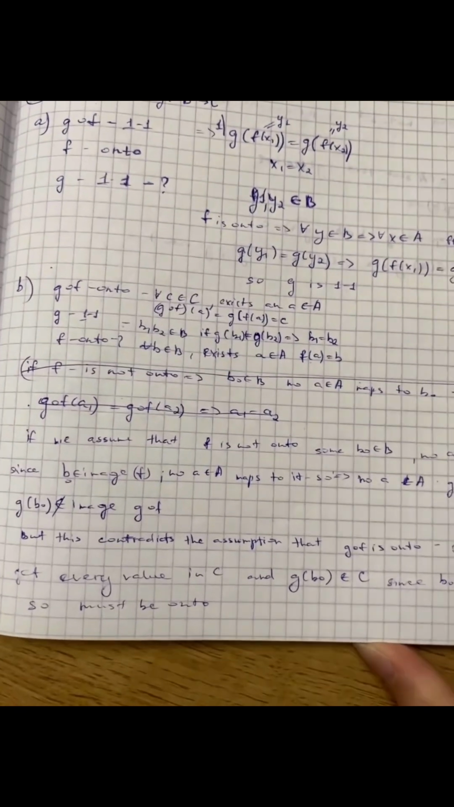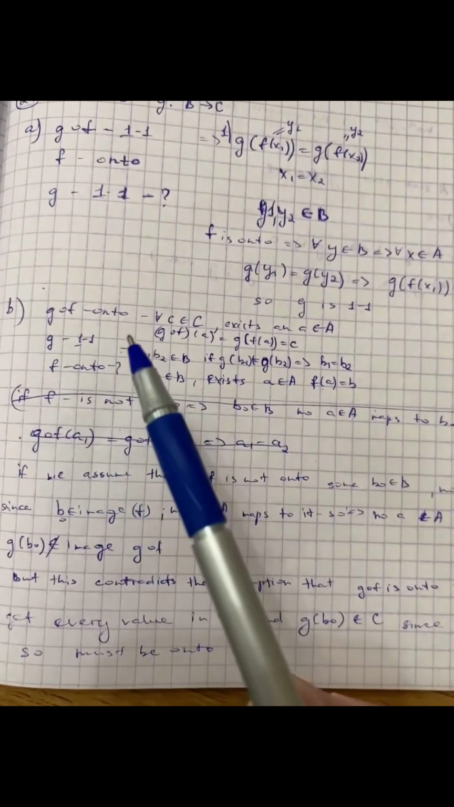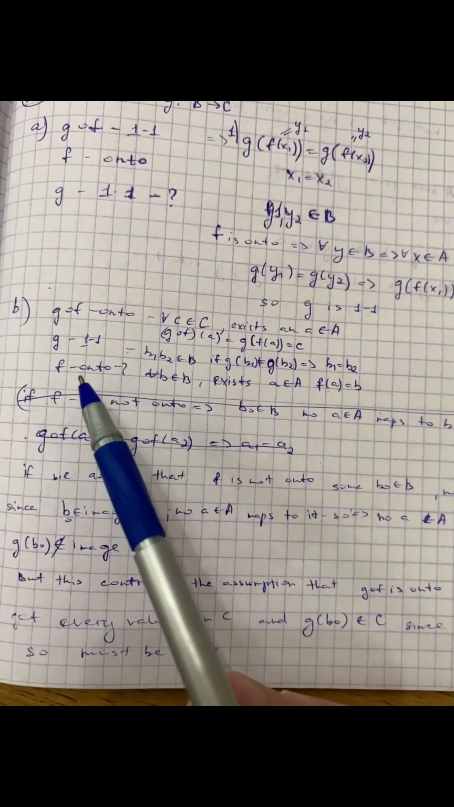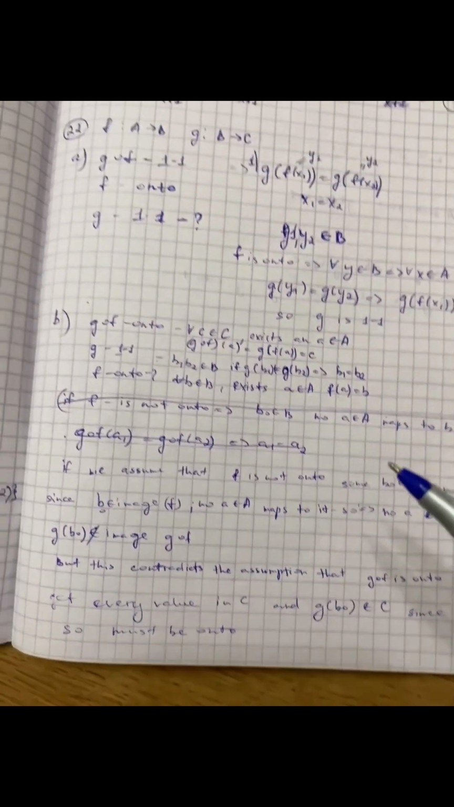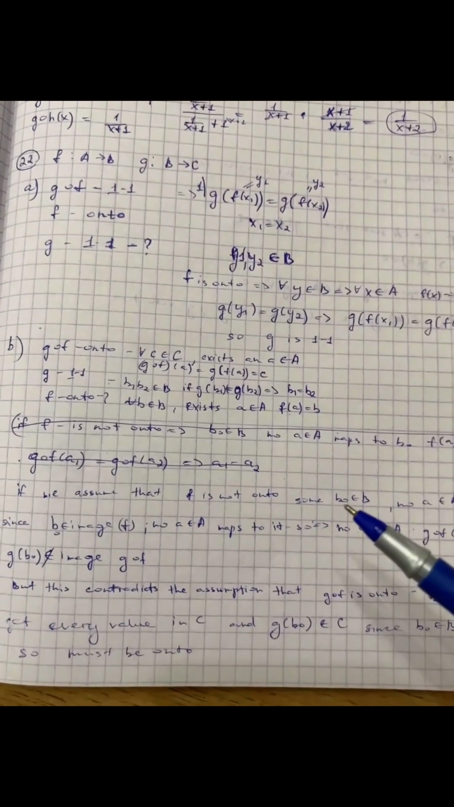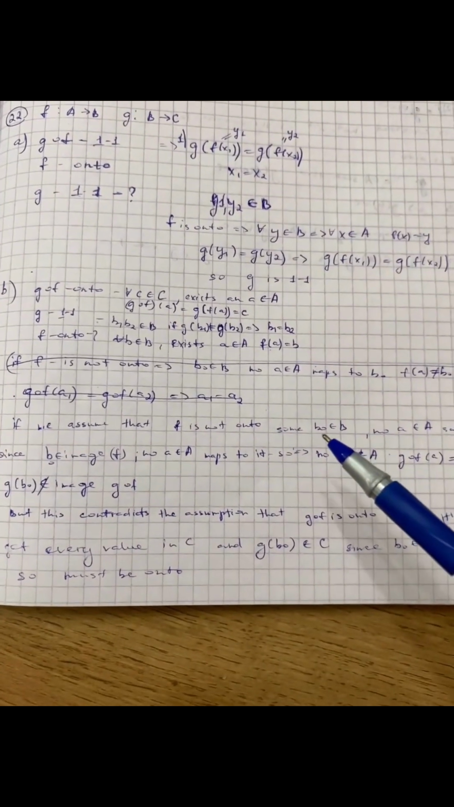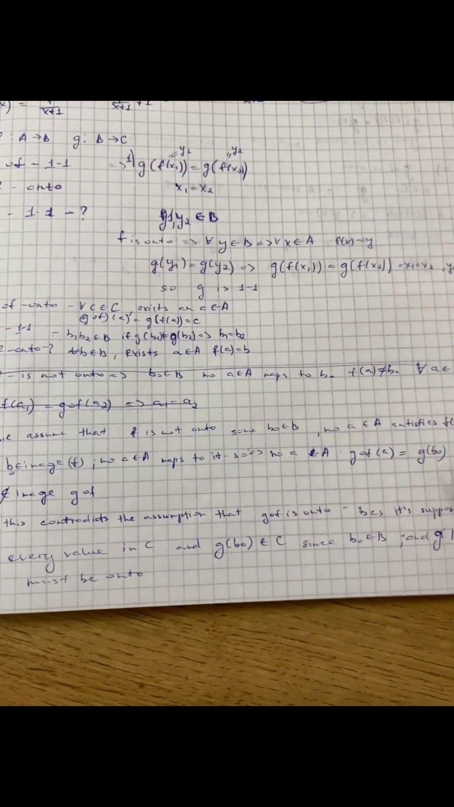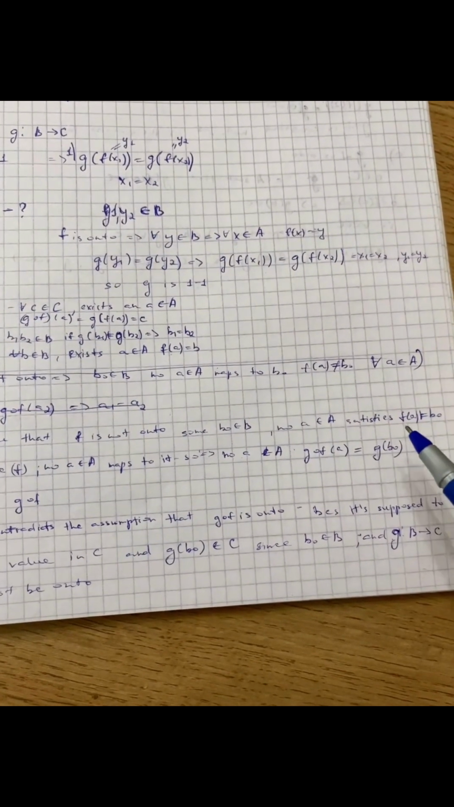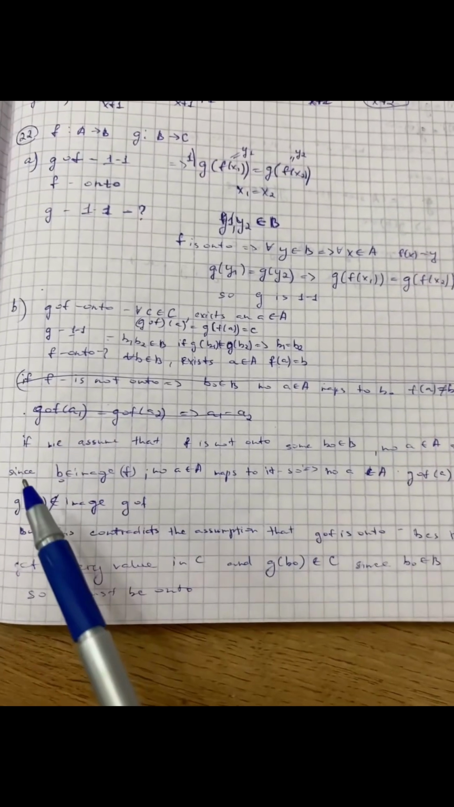So in order to explain and prove this one is onto, we should think otherwise. If we assume that f is not onto, this means that some b0 in B has no a in A that satisfies this condition: f of a is equal to b0.